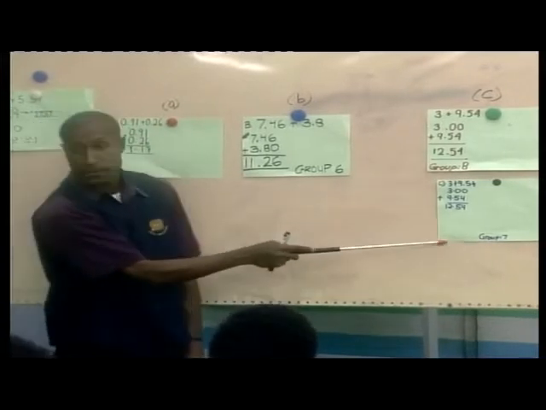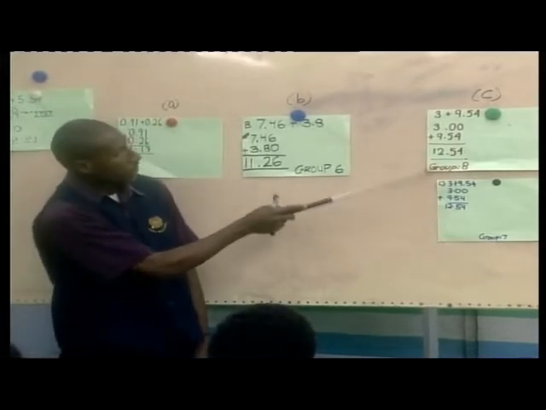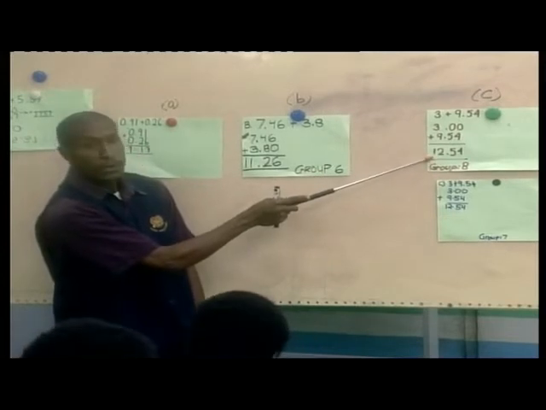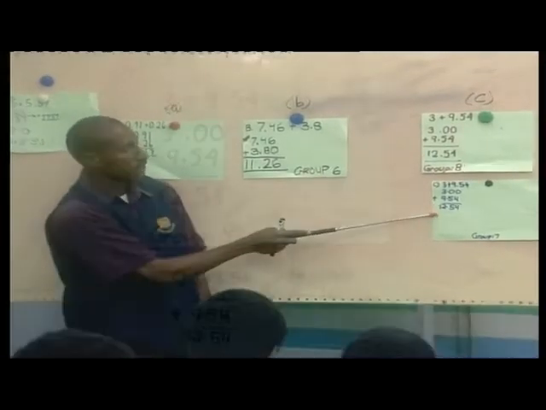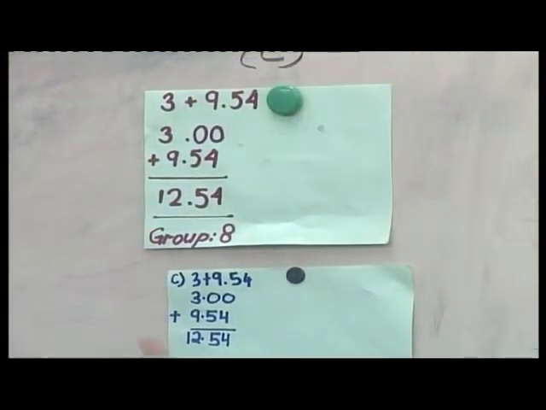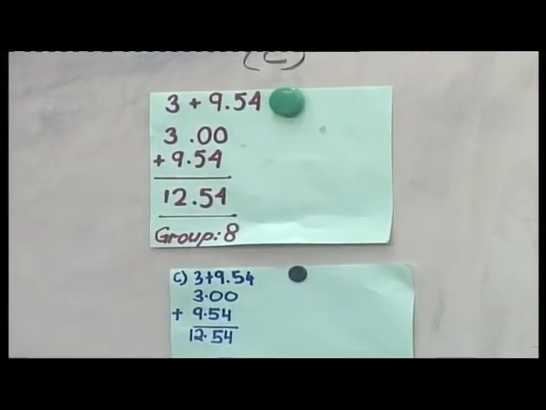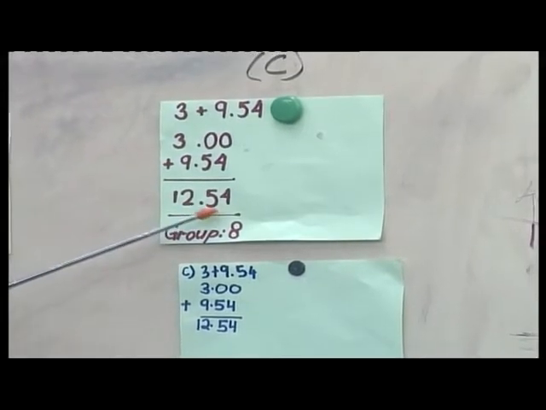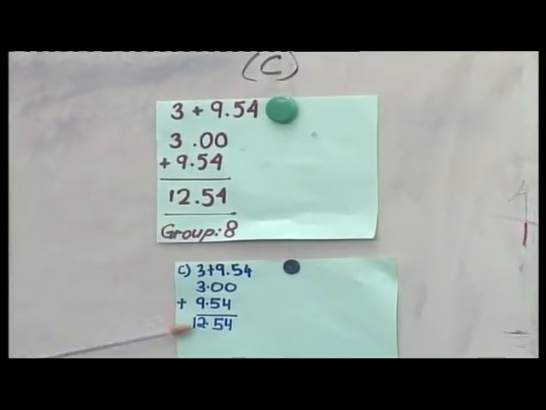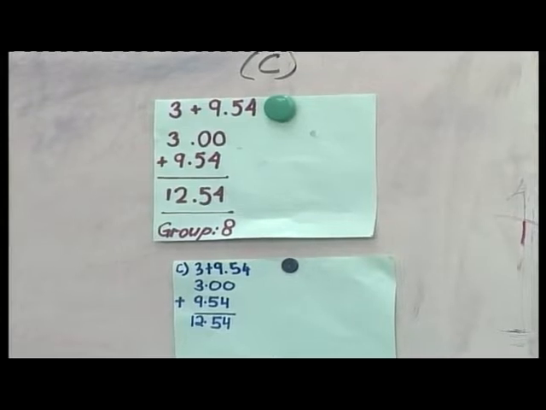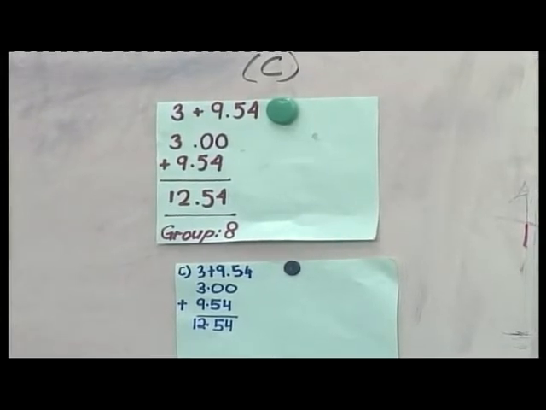Okay, let's have the last group, group 7 and group 8's answers here. Are the two answers correct? Are the answers the same? Yes, 12.54, 12.54. So these two answers are correct. Group 9, can you confirm these two answers are correct? Okay, group 9 have confirmed that the two answers given by group 7 and group 8 are correct.